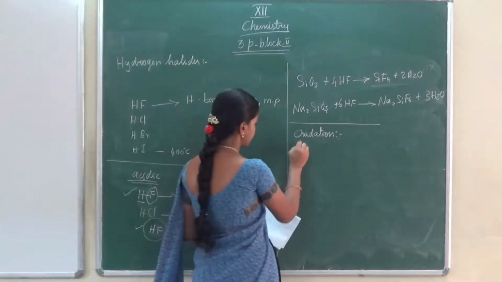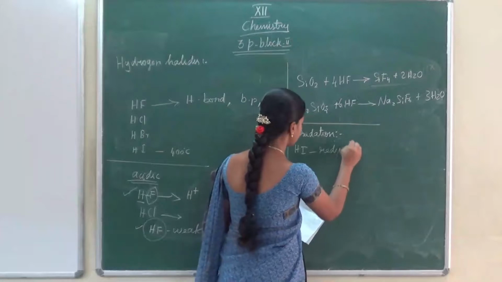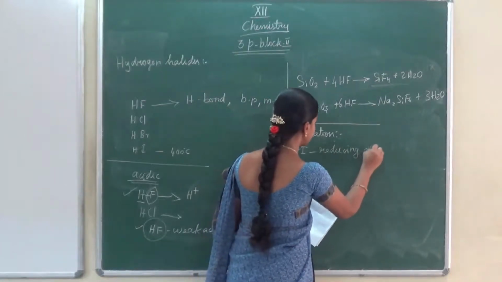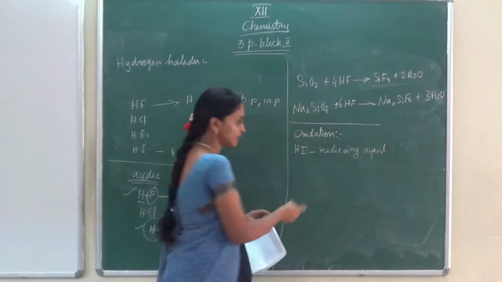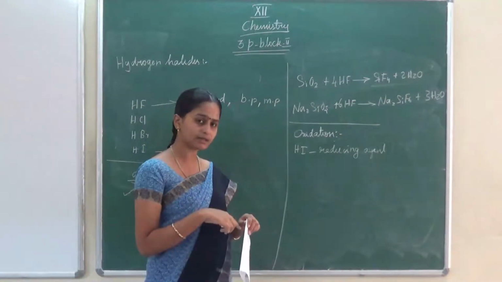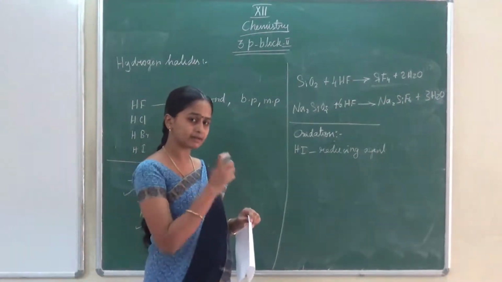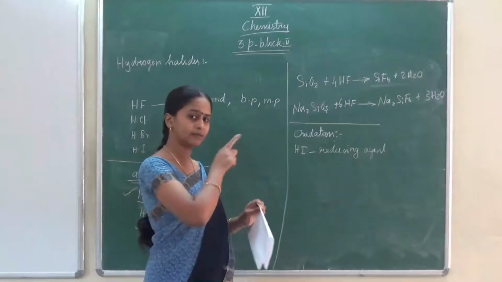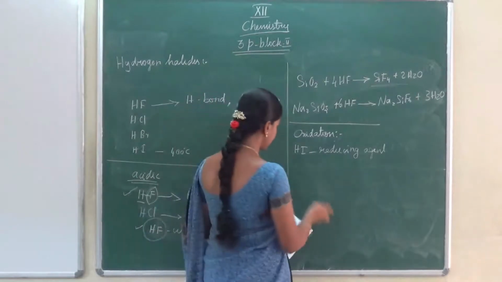Here, this HI is the best reducing agent. One more question: reducing agent. Now you can remember, reducing agent means it will easily undergo oxidation. What is oxidation? The oxidation number increases from reactant side to product side. So let us see here.